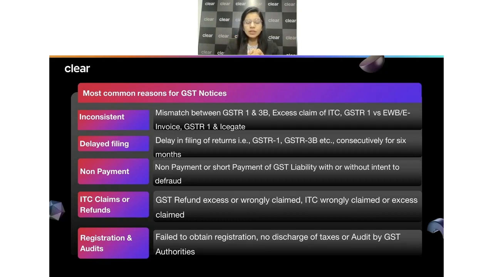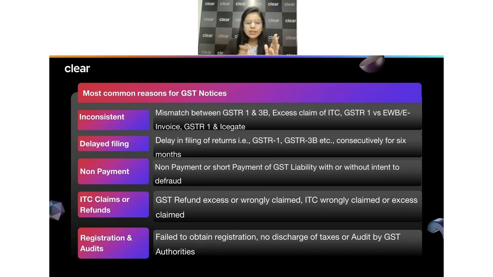So I was not able to show that in my 3B, but I was able to show it in my GSTR 1. So there would definitely be a difference between these two. But if you ask me again, I would say the liability which you have shown in GSTR 1 is actually less as compared to the taxes which you have paid in your GSTR 3B.